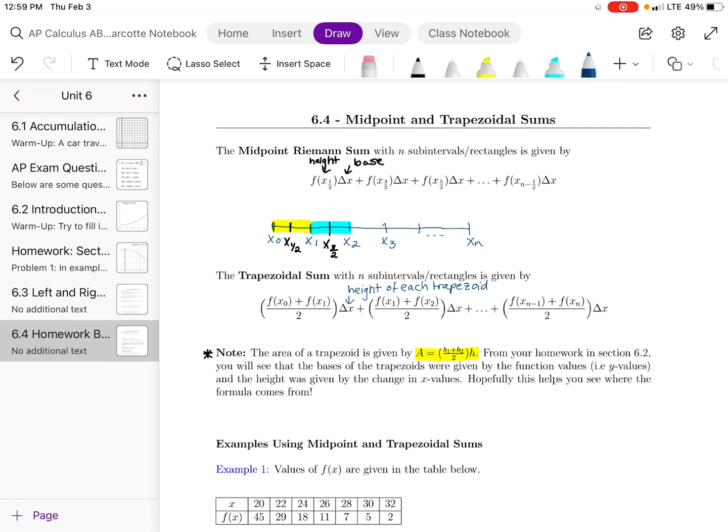And then here, my function values, these are the bases. So bases of trapezoid. Okay, and now I'm just adding up all the areas of the trapezoids. And that gives us our sum, our trapezoidal sum.